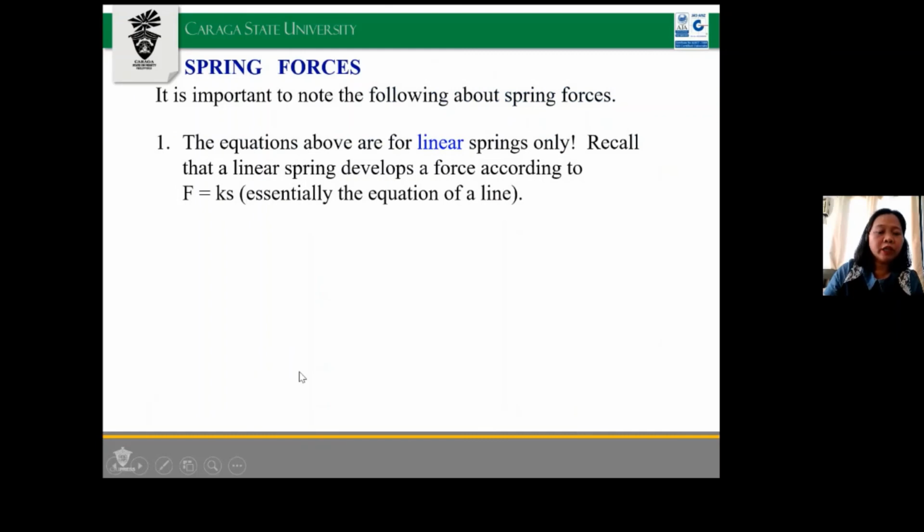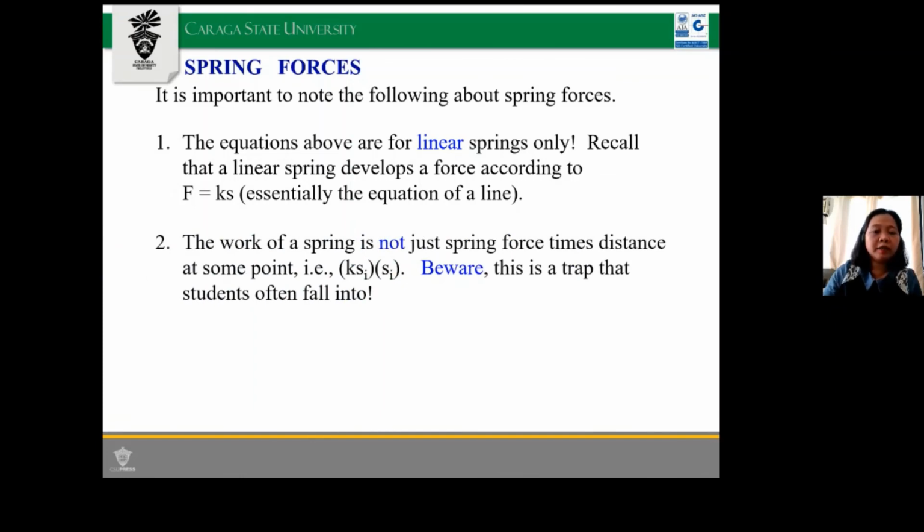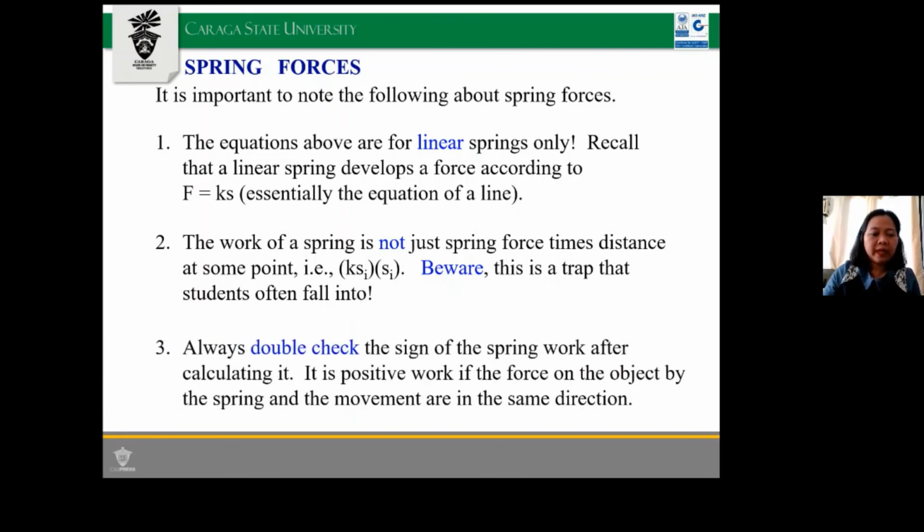So it is important to note the following about spring forces. The equations above are for linear springs only. Recall that a linear spring develops a force according to F equals Ks. And the work of a spring is not just spring force times distance at some point. So always double check the sign of the spring work after calculating it. It is positive work if the force on the object by the spring and the movement are in the same direction.